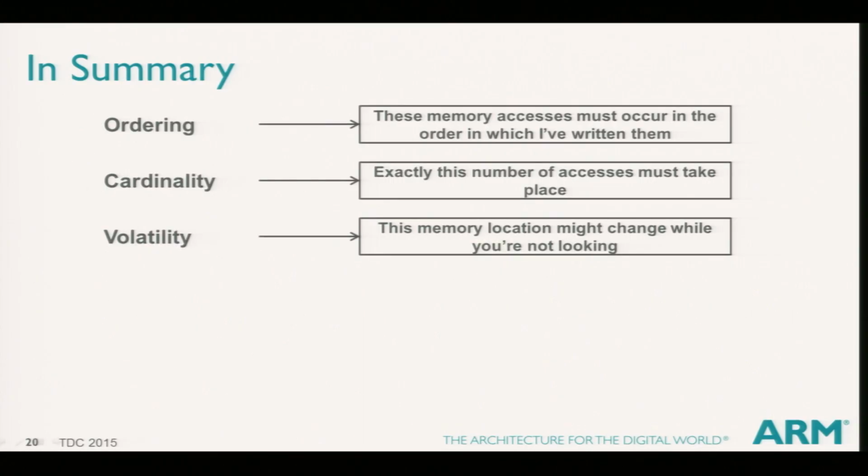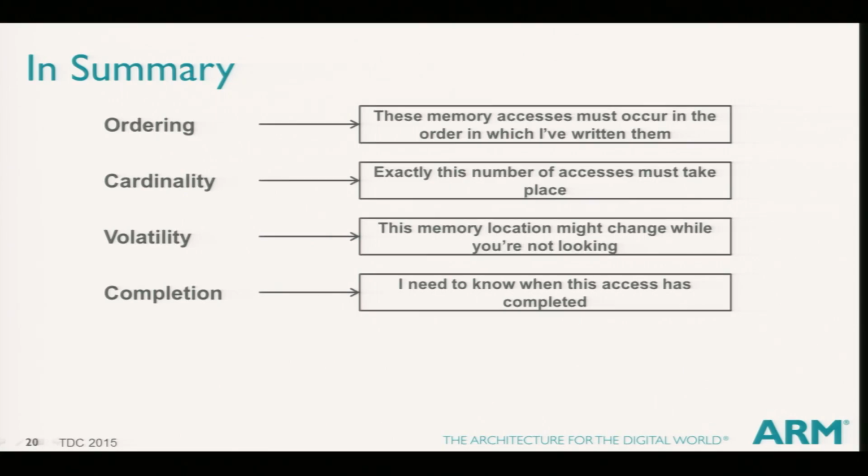Volatility, that's the most common one, the one we started with, when memory locations have a habit of changing when you're not looking. This is the common use of the volatile declaration. Memory access completion is a little bit more difficult. I need to know when that access is completed. And again, you can see the part that barriers play in that. Barriers allow you to put checkpoints in code that ensure that certain memory accesses have completed either before you start other ones, that's DMB, or before you do anything else at all, that's DSB.